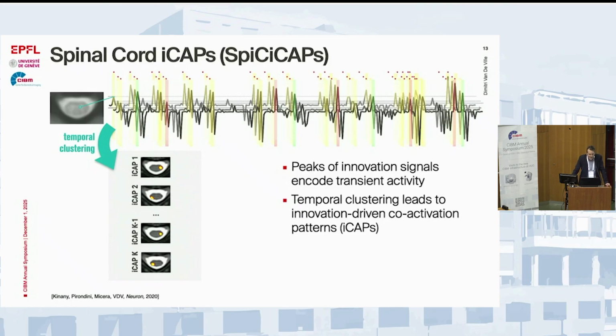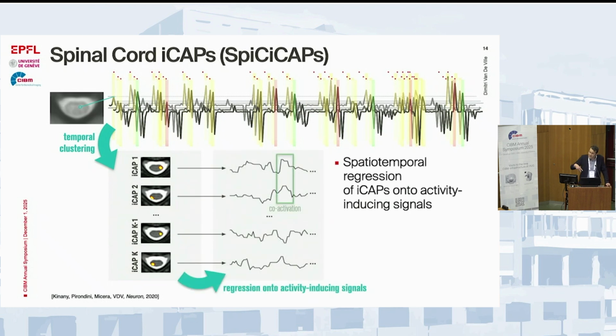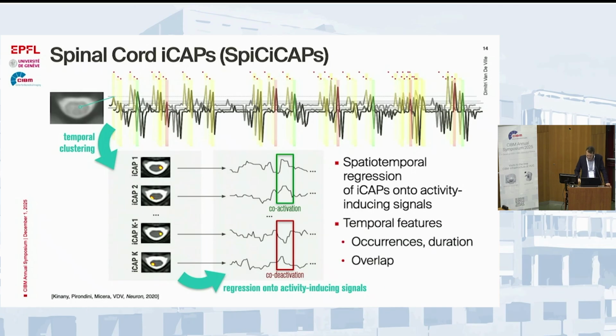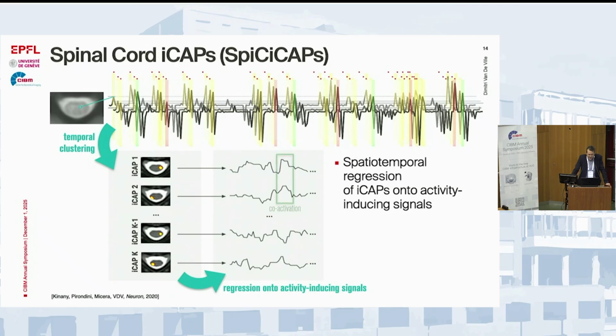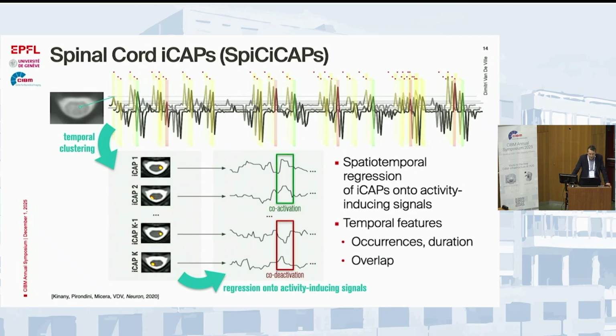I will show them in more detail, but they are, of course, localized patterns in the spinal cord. And because they're in the spinal cord, we like to call them spicy caps, spinal cord ICAPs. You see, we're getting closer to the apero already. And so once you have them, you can regress them back to the activity-inducing signal, out of which you can then extract some temporal features, such as the co-activation between them and the co-deactivation, which is essentially how they temporally overlap over time.